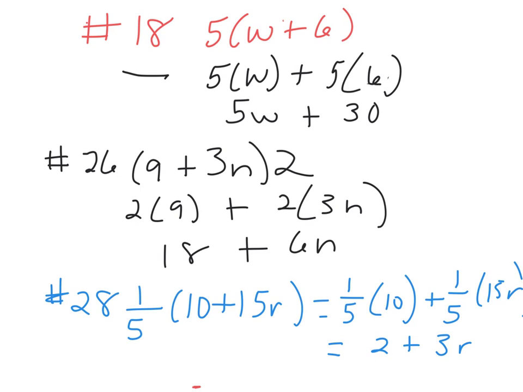Here's another problem. We have 5 times w plus 6. This was in parentheses. We distribute that property out. We have 5 times the w in parentheses plus 5 times 6 in parentheses. And then we have to go one more step, which is we have to solve it. And so that becomes 5w plus 30.